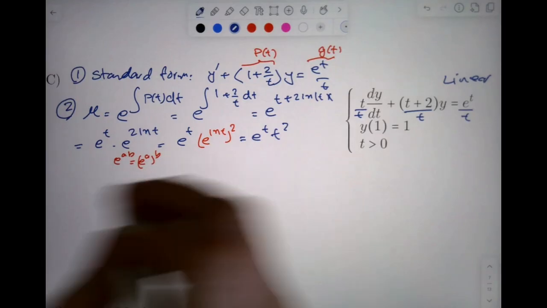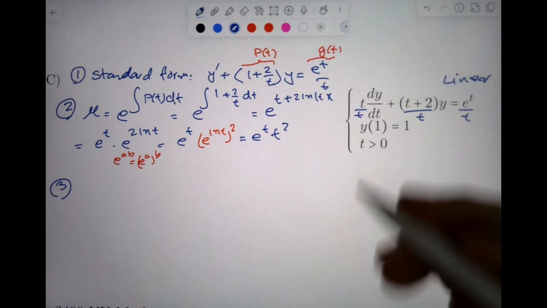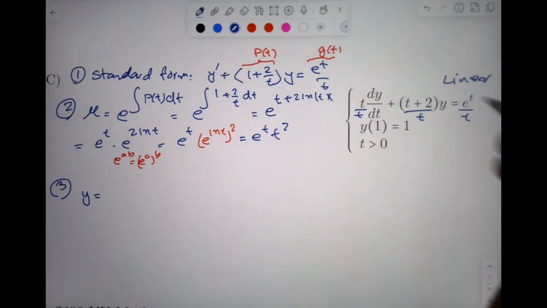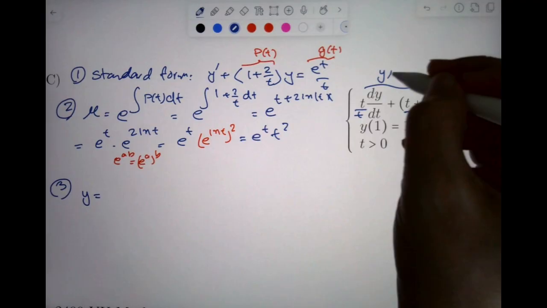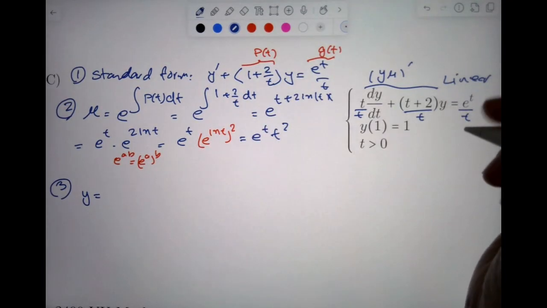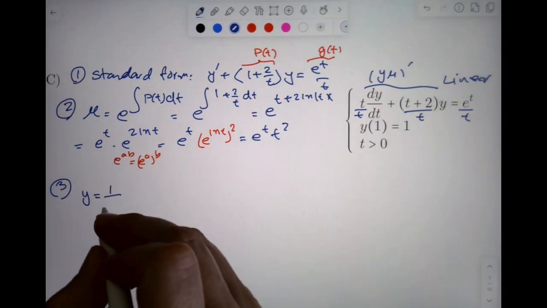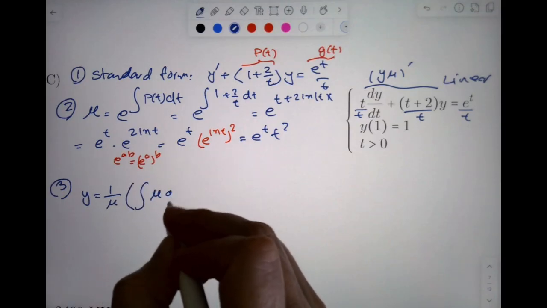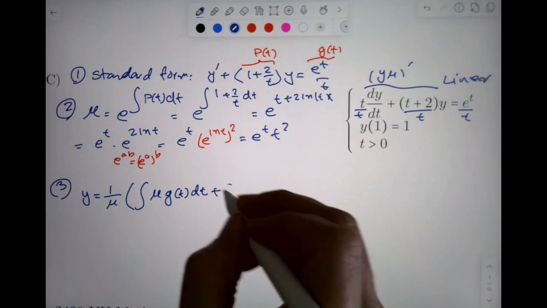Now that we did this part, the last part is to basically find the solution. You can check that basically this has become y times that mu that you have, derivative of that. And then you can solve for y, which is the formula: 1 over mu, integral of mu times g of t, mu of t also, plus c.